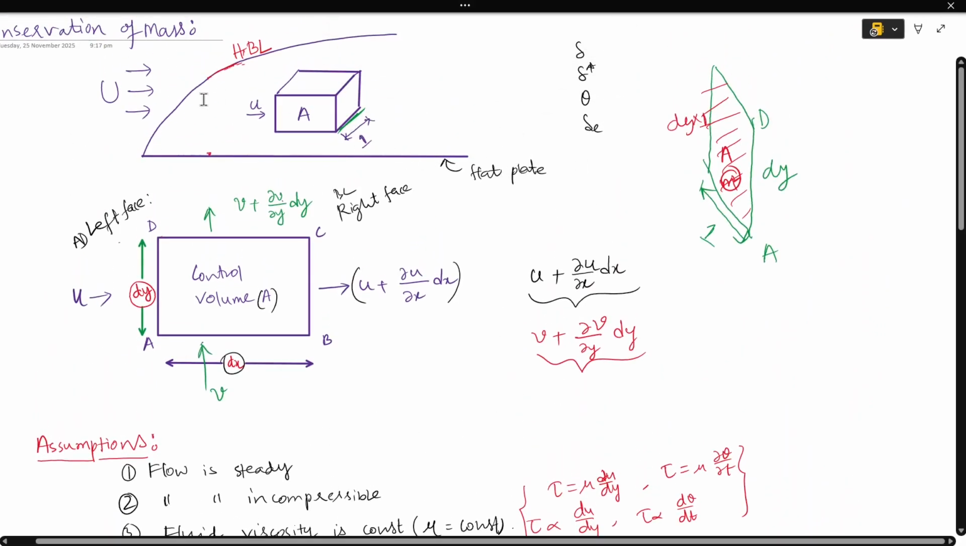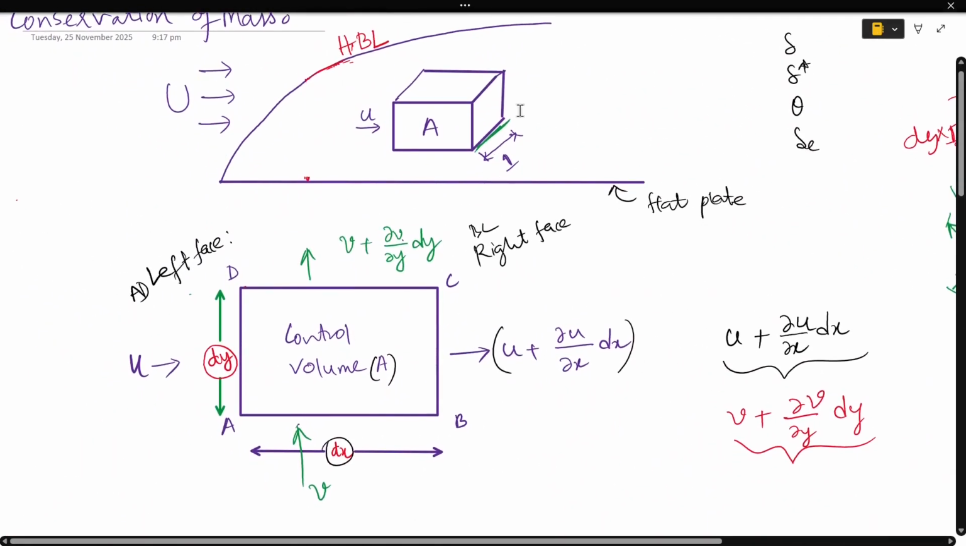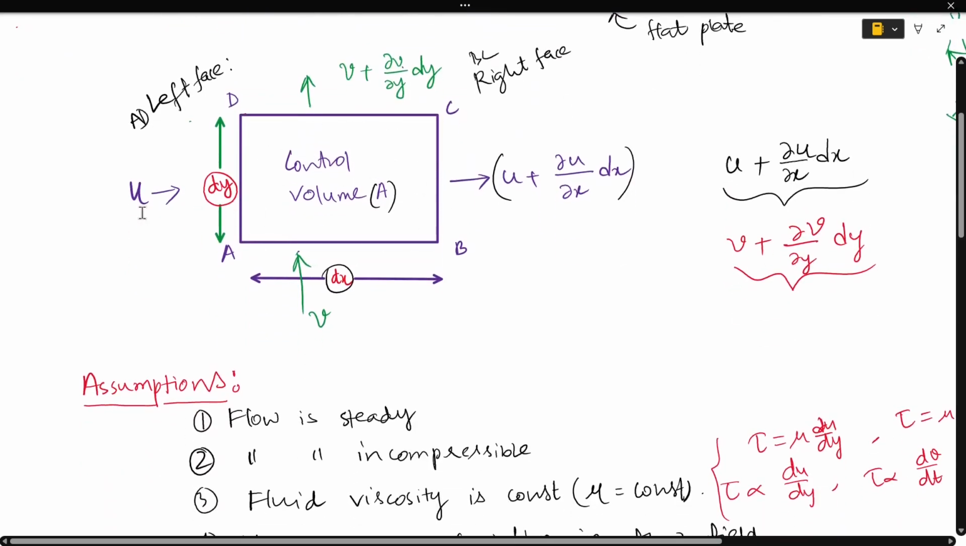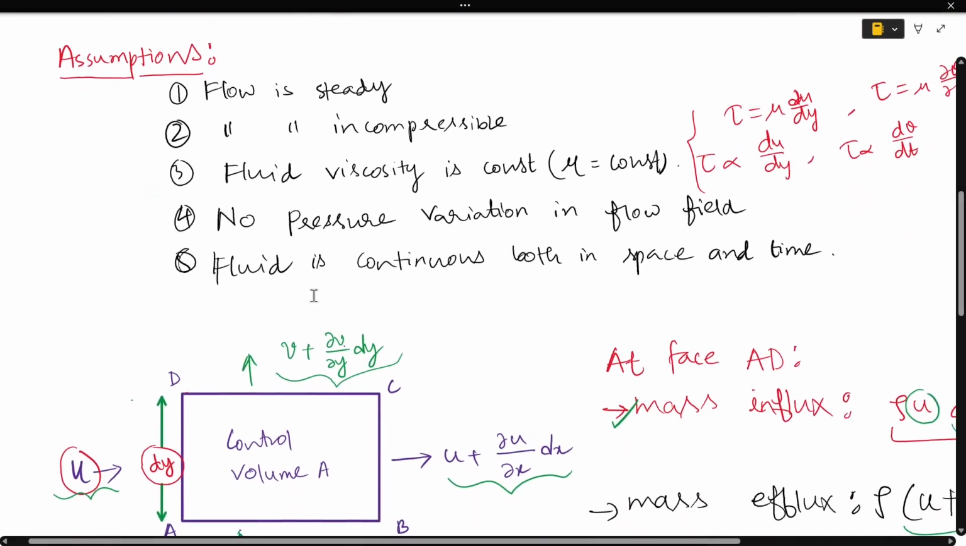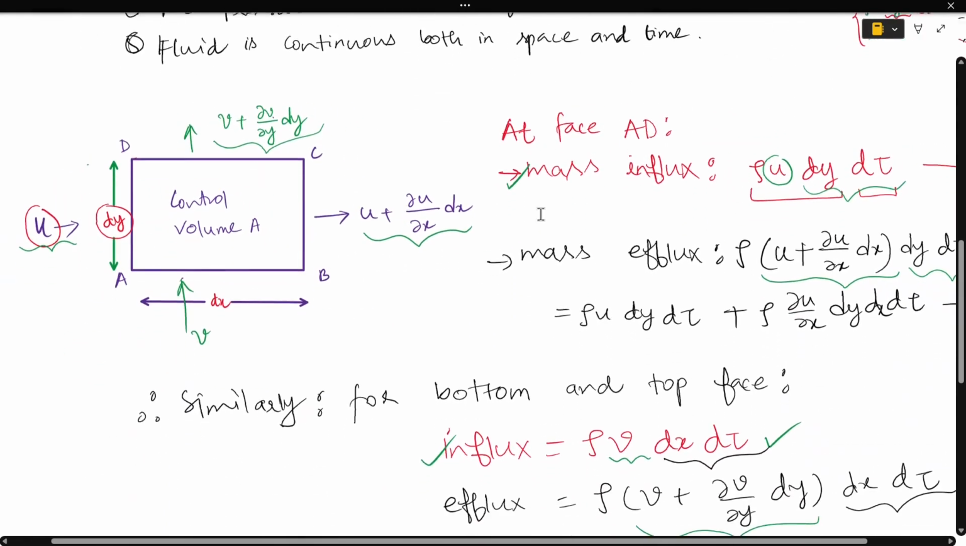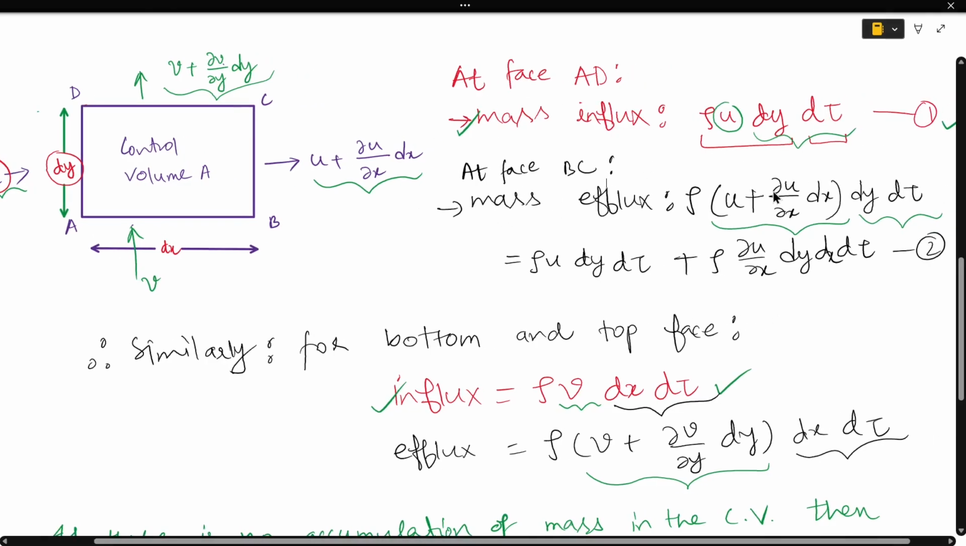So you can start by drawing this diagram, which is the hydrodynamic boundary layer U, and this elementary volume. Then you write this control volume where you have U velocity on the face AD, then that is going out as U plus du dx dx. So like this, V is going in from the bottom face, and on the top face you have the other velocity. Then you take some assumptions. Then we write the equations for the face AD, which is the mass influx. And at face BC, we have the mass efflux. So that mass efflux is like this.